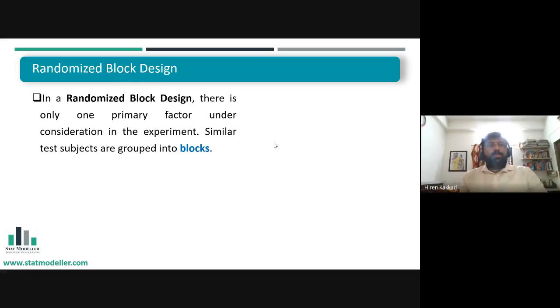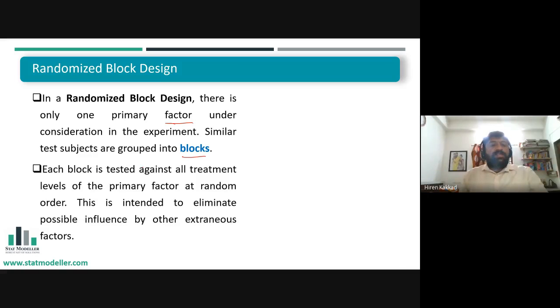In a randomized block design, that is RBD, there is only one primary factor under consideration in an experiment. Similar test subjects are grouped in a block. Each block is tested against all treatment levels of the primary factor in random order, and this is intended to eliminate the possible influence by other, nuisance factors, or you can say extraneous factors.